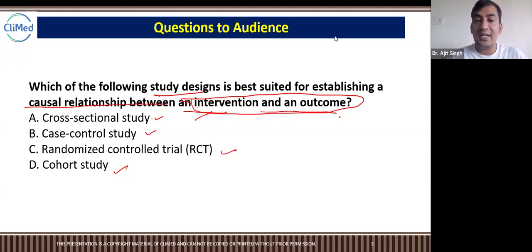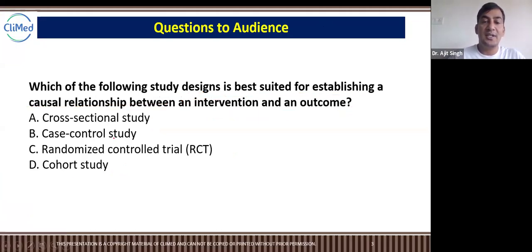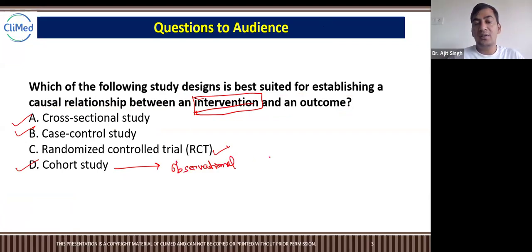If you look at the answers, guys, and go back to what we learned in the last classes or in the clinical research subject, only one word will differentiate the intervention. The intervention is only in RCTs. Cross-sectional studies, case control studies, and cohort studies are all observational study designs, so you cannot have an intervention in any observational study. So the right answer is RCT.